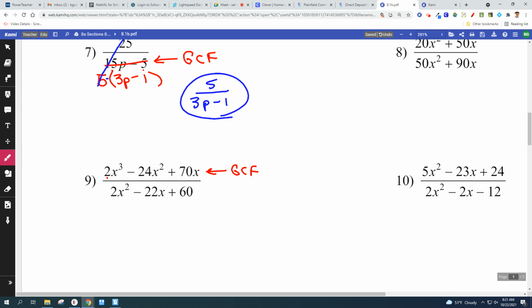So in this case, I see all three of those numbers are even numbers, so I know they're all divisible by 2, but they all also have at least one x in them. So there's a GCF of 2x. So I'll write that down. And then in parentheses behind it, I'll write whatever I'd have to multiply by to get back to the start. Well, 2x times x squared would be 2x cubed. And then there's a minus sign. And then 2x times 12x would be 24x squared. And then there's a plus sign. And it's 2x times 35, very good, would be 70x.